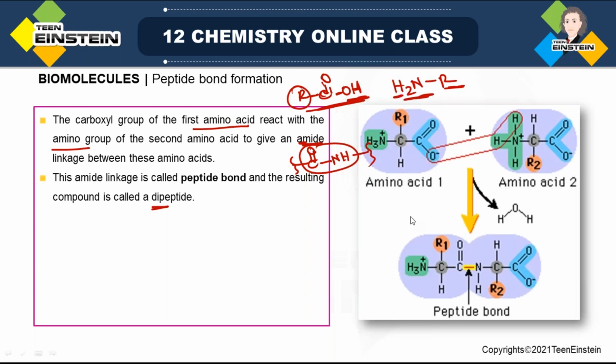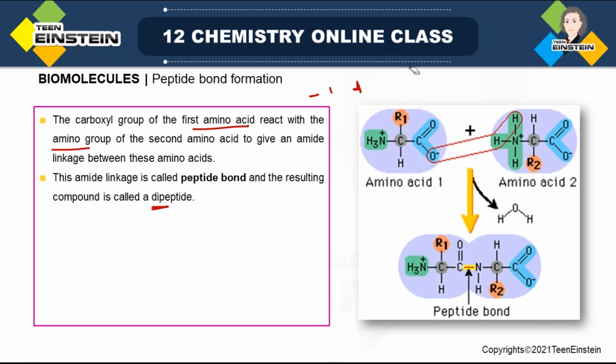If you see this structure, this is amino acid number 1, where the R group is R1. The second amino acid, the R group is R2. And how we have written this amino acid, look at it carefully. The first amino acid we have written keeping this N part in the left hand side, and the CO2H group in the right hand side.